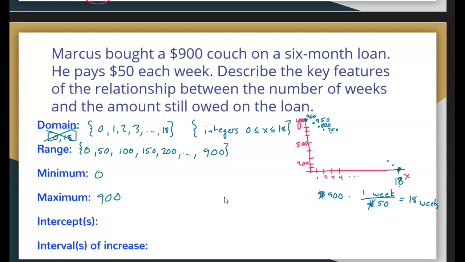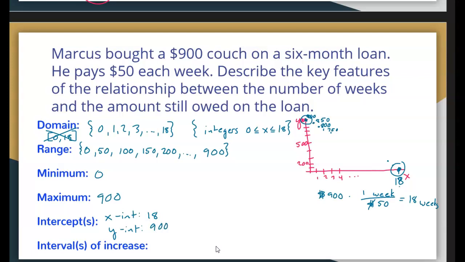Then we can look at our intercepts. Where does this cross the y-axis, and where does it cross the x-axis? Here's the y, here's the x. So we do have both an x-intercept and a y-intercept. The x-intercept is where it crosses the x, here at 18. The y-intercept is where it crosses the y, and it's up here at 900.